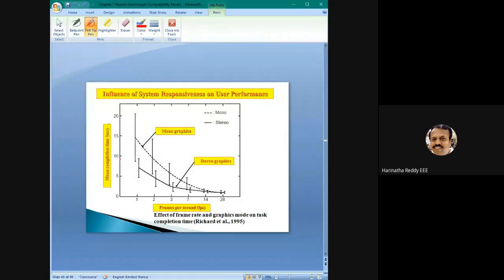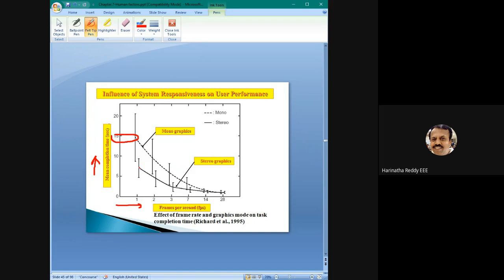So it is observed from the experiments that at very low refresh rate and FPS, see here, the x-axis is what? FPS. The y-axis is the mean completion time. The completion task is catching hold of the ball. So at very low refresh rate, that is low frames per second, monographics is taking a large time. You can see here 15 seconds.